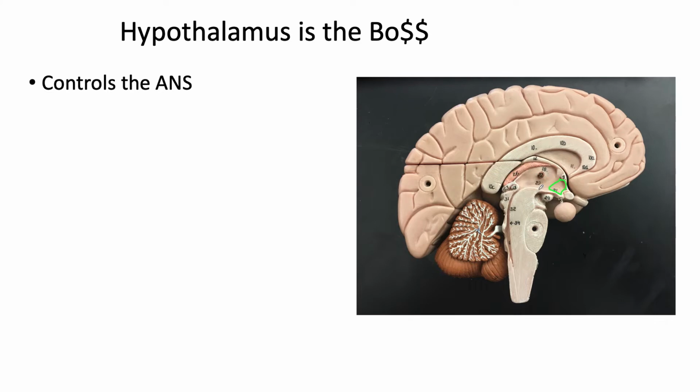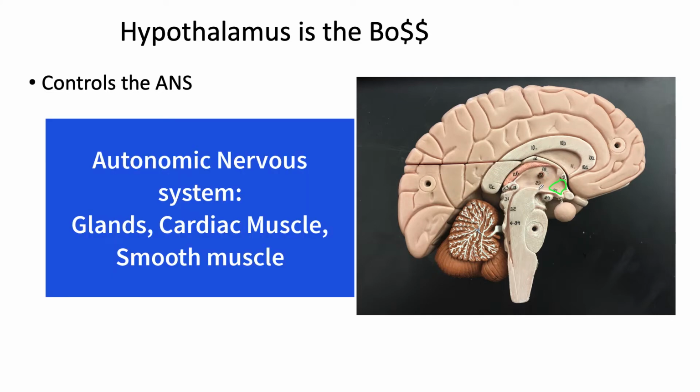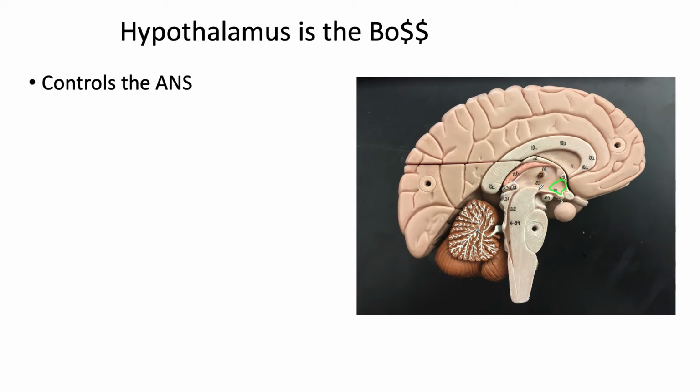Remember that the autonomic nervous system is any motor response except for skeletal muscles. Those are part of the somatic nervous system. So the autonomic nervous system controls glands, cardiac muscle, and smooth muscle. This is how our sympathetic nervous system can mount a fight or flight response in response to danger, or our parasympathetic nervous system can mount a rest and digest response when things are cool. But the hypothalamus is in control of so many more things.